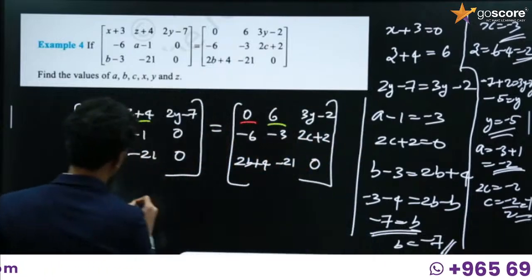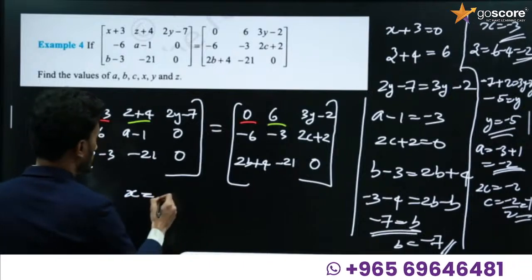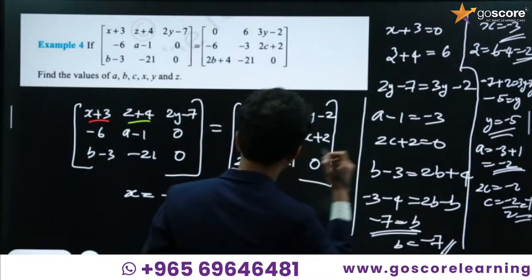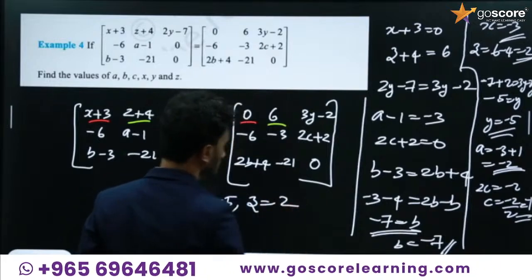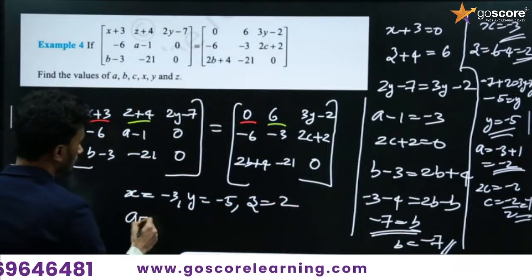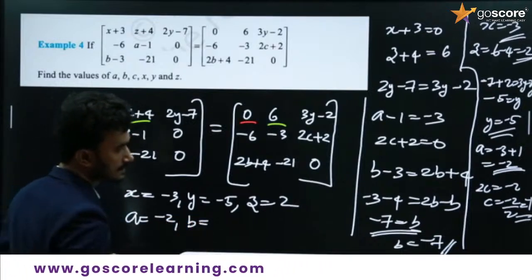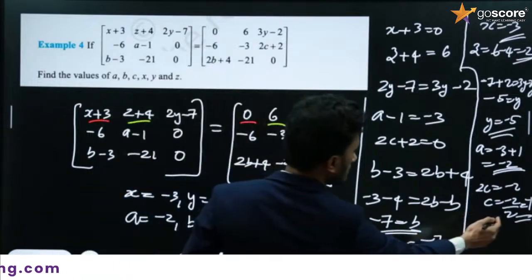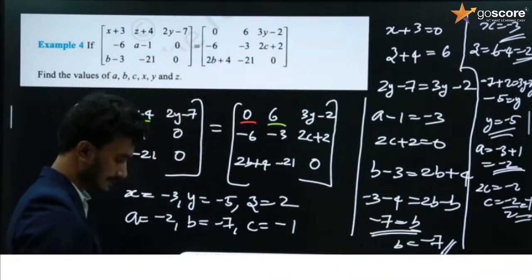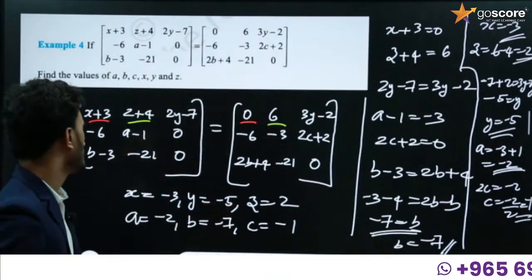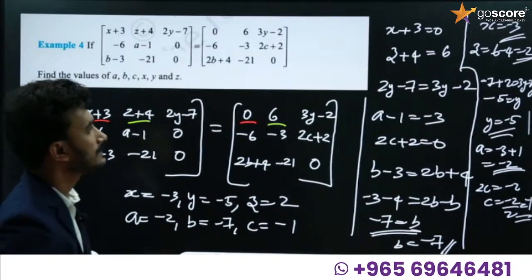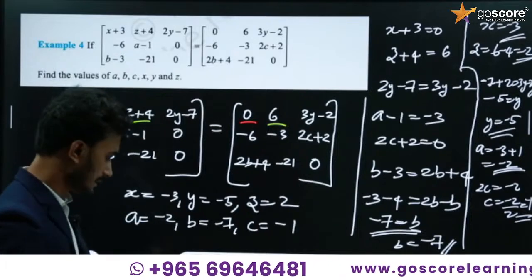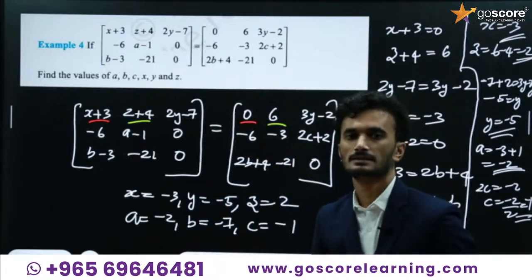So what will be the answer? X is equal to minus 3. Y is equal to minus 5. Z is equal to 2. Then A is equal to minus 2. B is equal to minus 7. Then C is equal to minus 1. So you can check, X is equal to minus 3, Y is equal to minus 5, Z is again 2. Then fourth one, A is equal to minus 2, B is equal to minus 7 and C is equal to minus 1. So this will be the answer.